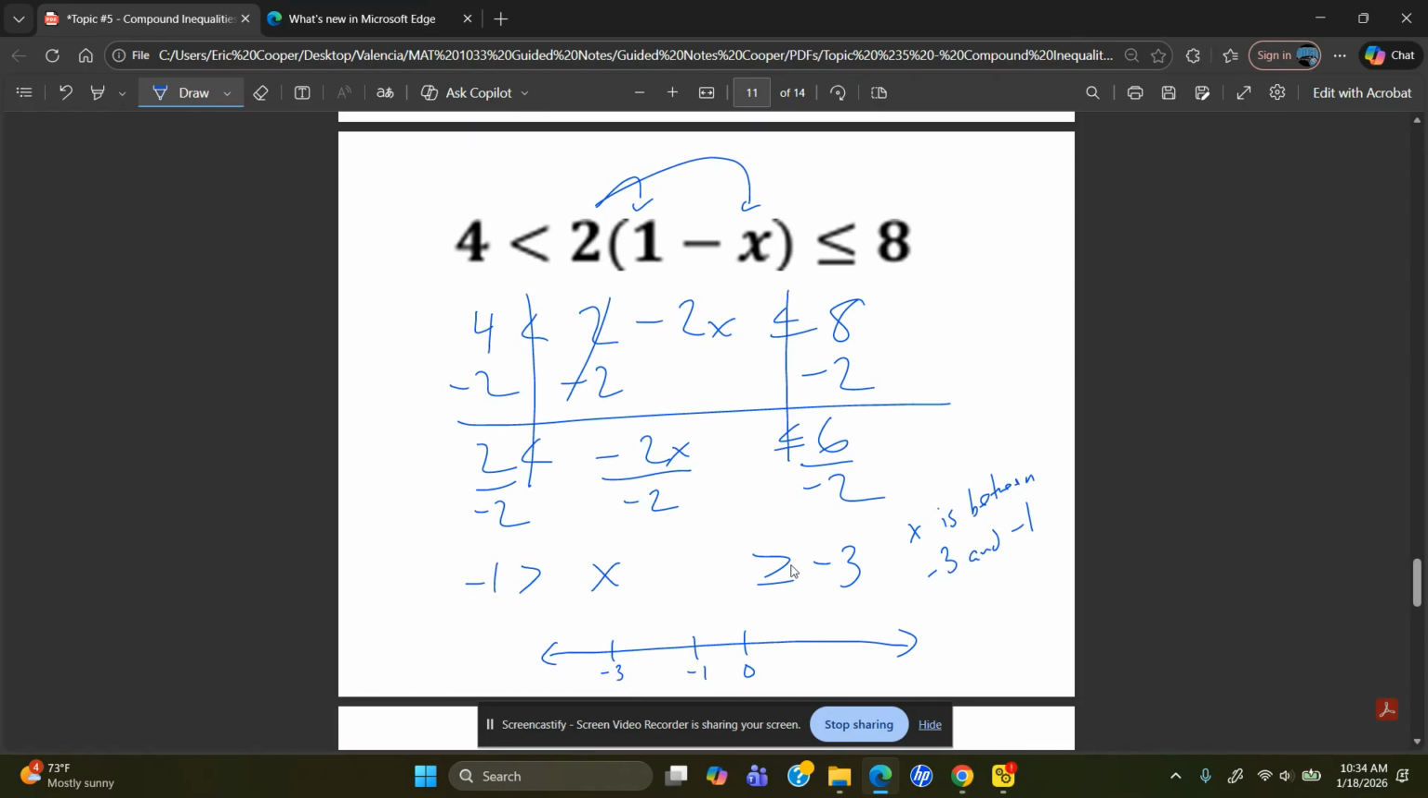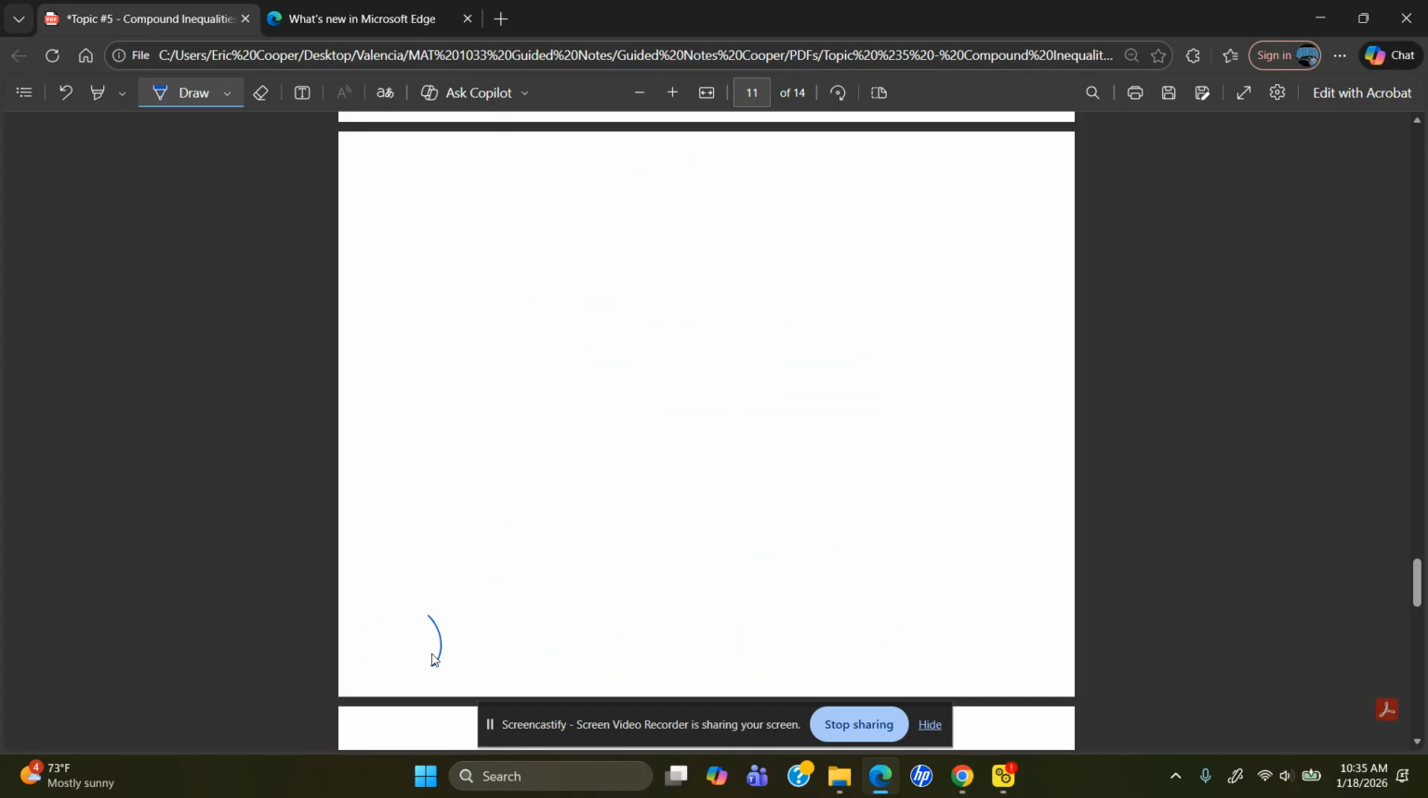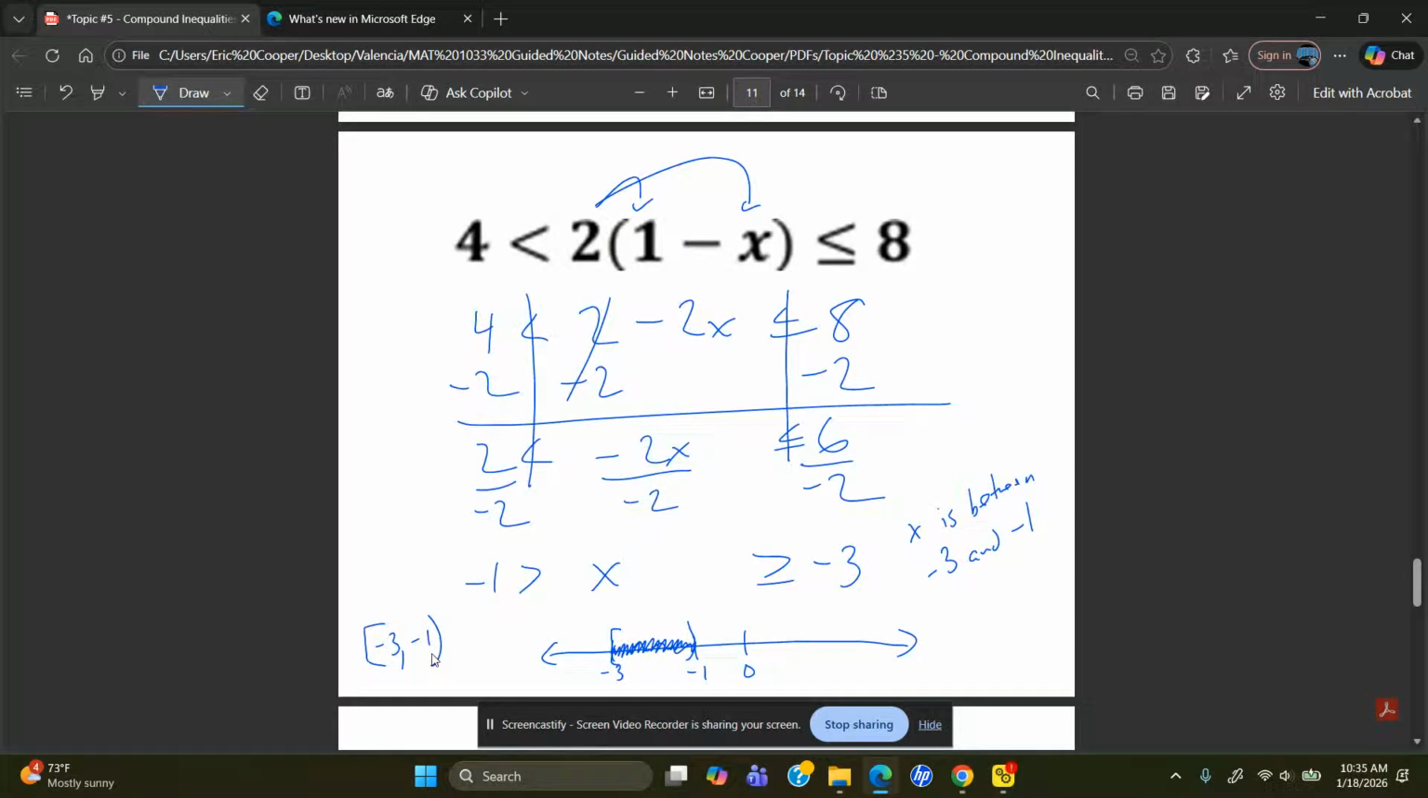-3 does have the equal sign on it, so we can include it, so it'll have a bracket. This will have a parenthesis, and then we'll shade in between as we do it. Interval notation wise, this would be -3 to -1, with the -3 getting the bracket.